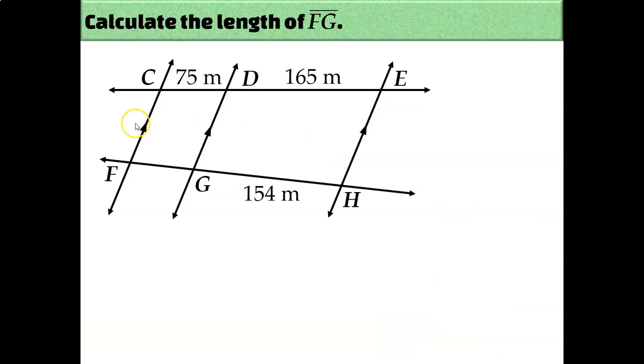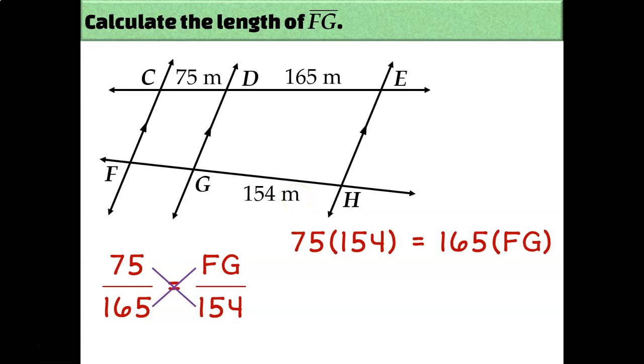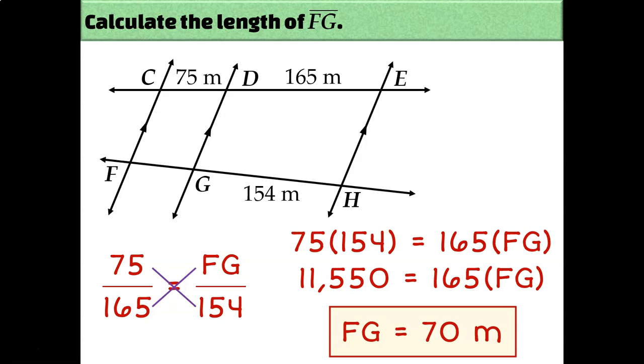In our final example, we have three parallel lines cut by two transversals. Since the lines are parallel, I know that the transversals have been cut proportionally. So I can say that 75 over 165, that's the way the top transversal was cut, is equal to FG over 154. That's the way the bottom transversal is cut. And I can cross multiply to solve. 75 times 154 is 11,550. Divide that by 165, and we find out that the length of FG is 70 meters.